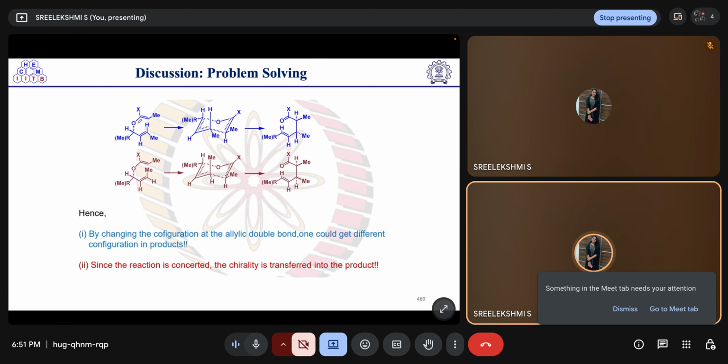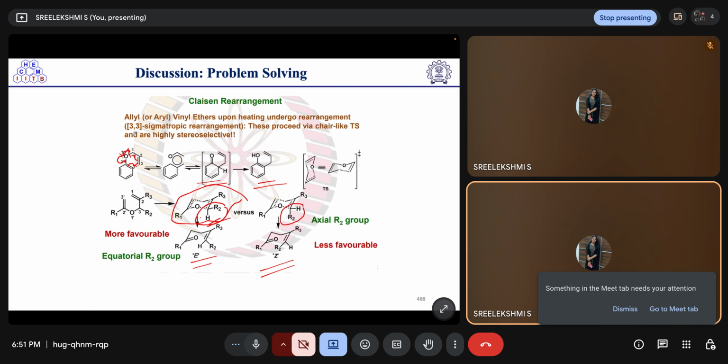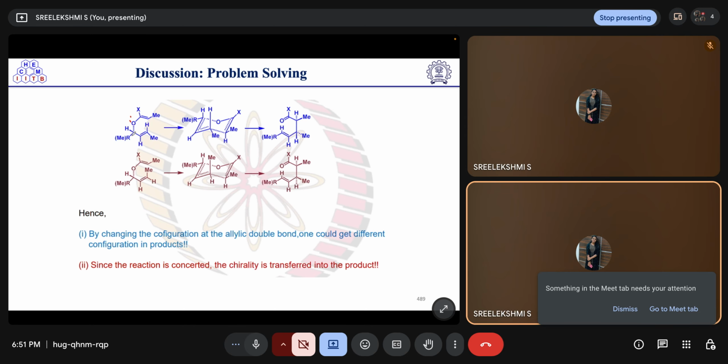So the same thing is happening here also. If we number it, it will be 1, 1 prime, this will be 2 prime, and this will be 3 prime, and then this will be 1, 2, 3. Then this will interact and this will break, so we will get this transition state which will give this particular compound.